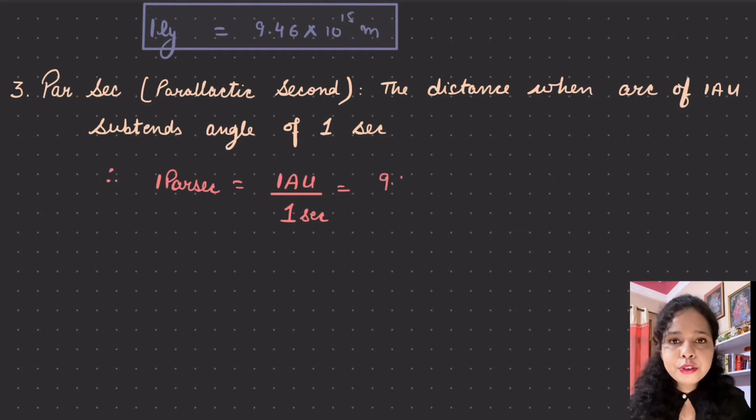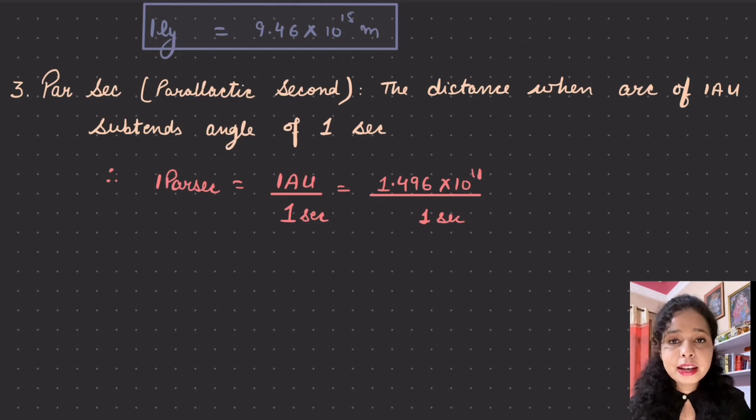Now we need to convert this unit into SI system. I will have to put the value of astronomical unit, and I will have to put the value of 1 second in terms of radian. So we have already discussed that 1 astronomical unit is equal to 1.496 into 10 raised to power 11 meter. Now we need to calculate the value of 1 second.